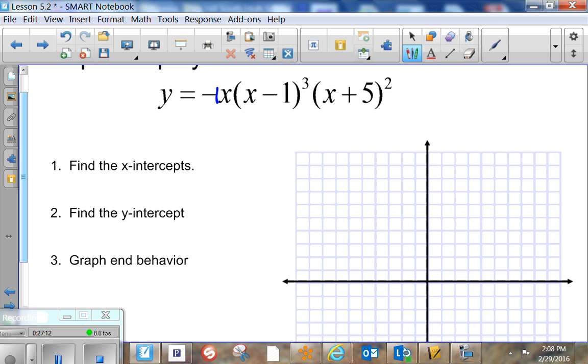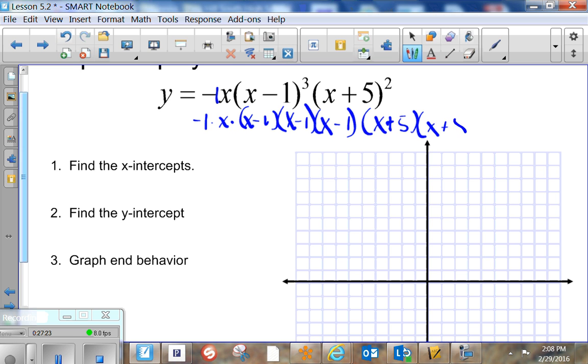I could write this as -1 times x minus 1 times x minus 1 times x minus 1 times x plus 5 times x plus 5. That's 7 factors. Okay? So if I was solving this problem, I would need 7 answers. And we'll be doing that. It's no big deal.